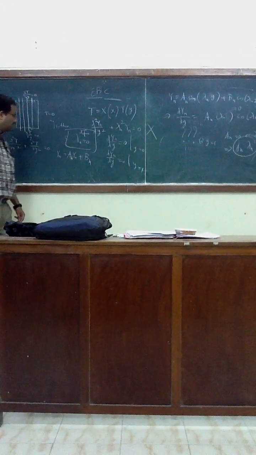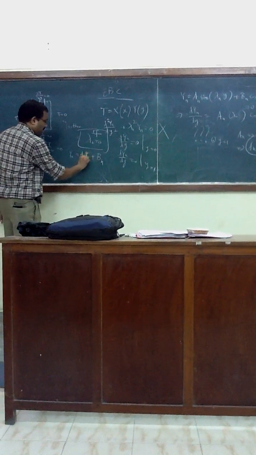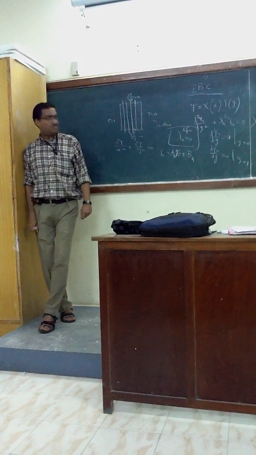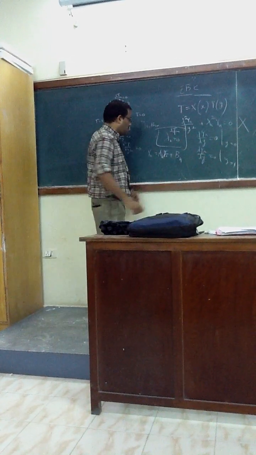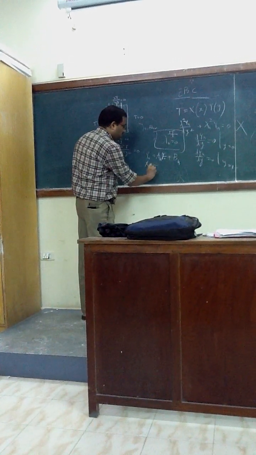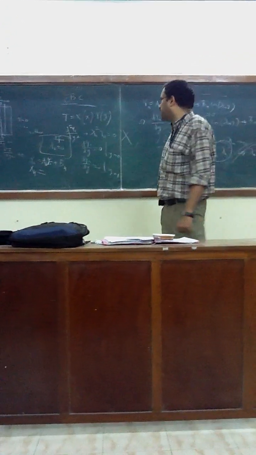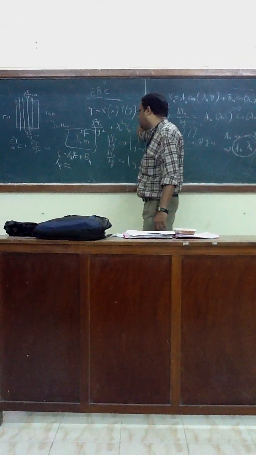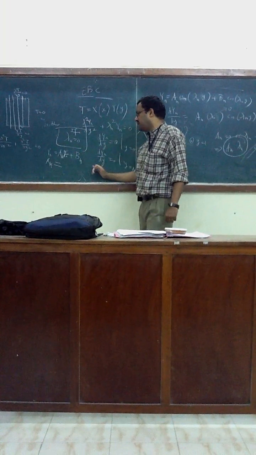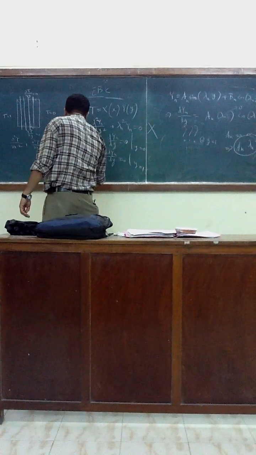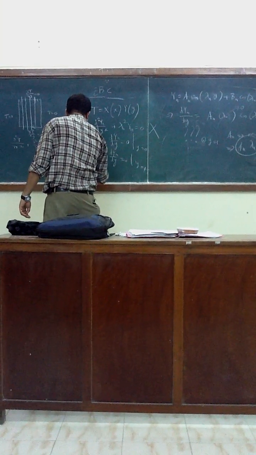Am I correct? Yes or no? Okay, in that case, what will be the action? d2 yn by dy is equal to 0. That means what? Yn equals an yn plus bn. Xn will be a cn xn plus dn.